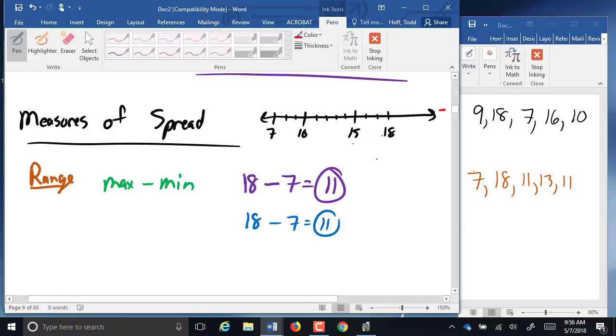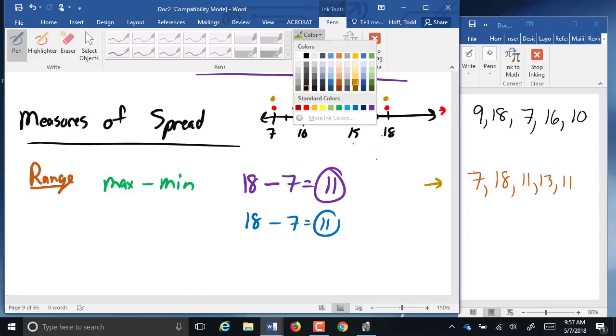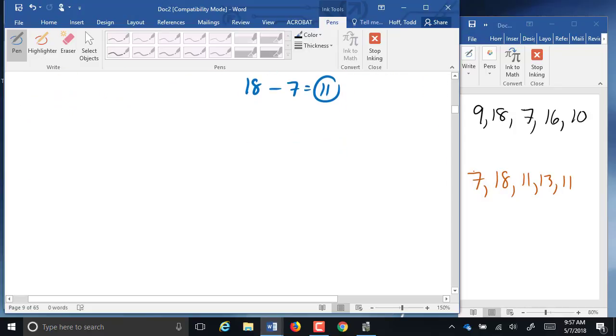This top set I'm going to do in red. So I've got a 9, 18, 7, 16, and 10. Those are relatively spread out. This bottom set I'm going to do in brown. I've got a 7, an 18, an 11, an 11, and a 13. I would say those are less spread out. At least there's more points kind of in the middle, isn't there? So the spread is not the same in these two, even though the range is the same. So we need to do something a little bit more precise to distinguish between them. Precision is the ability to distinguish between things that are similar. And that's what we need here, is more precision of some sort.